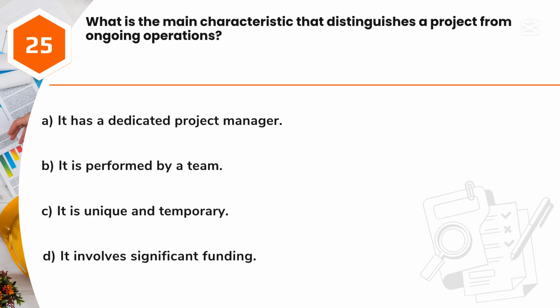Question 25. What is the main characteristic that distinguishes a project from ongoing operations? A. It has a dedicated project manager. B. It is performed by a team. C. It is unique and temporary. D. It involves significant funding.